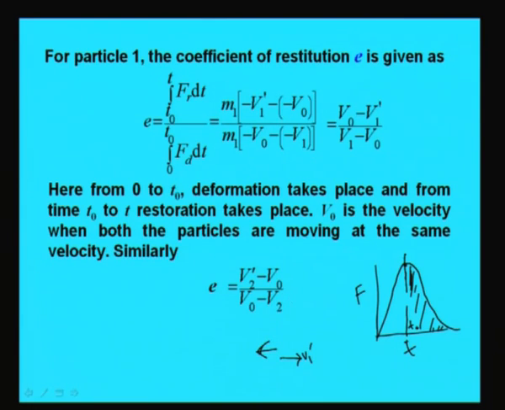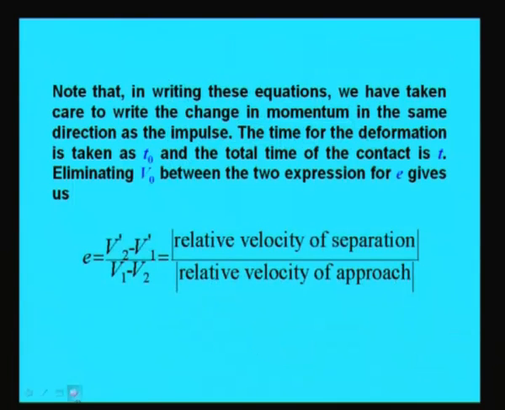Similarly, we can have a similar equation for the second particle, where E is equal to (V2 prime minus V0) divided by (V0 minus V2). So both equations are there, and we can eliminate V0 to get the expression for E. In writing these equations we have taken care to write the change in momentum in the same direction as the impulse. The time for the deformation is taken as t0 and the total time of the contact is t.